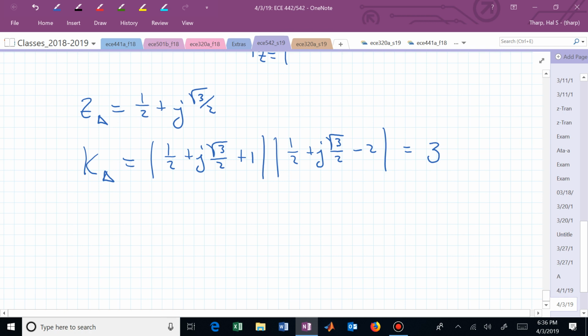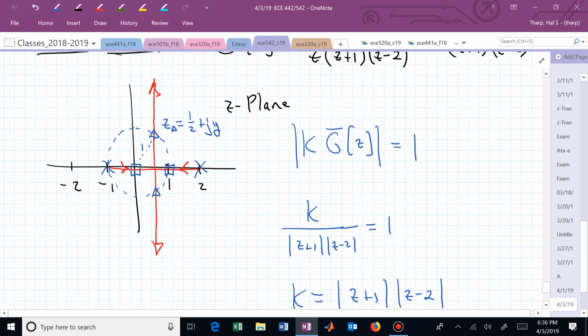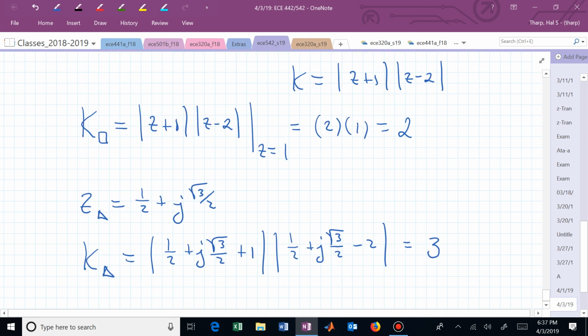Question? So for a corresponding pole pair, like 0 and 1 in the box, does it matter which one we plug in? So now the question was, if we know both locations, if we know both squares, we could plug in either value of z and get the same answer. Hopefully that's true. So if we plugged in z equal to 0, we get 1 times 2, or 2. And if we plugged in the triangle that was the conjugate of the one I plugged in, you better get the same k value.